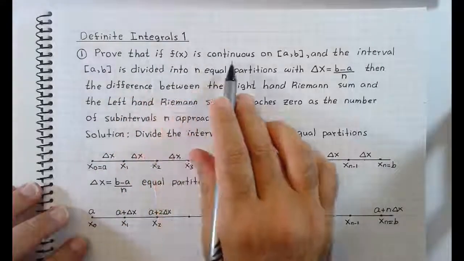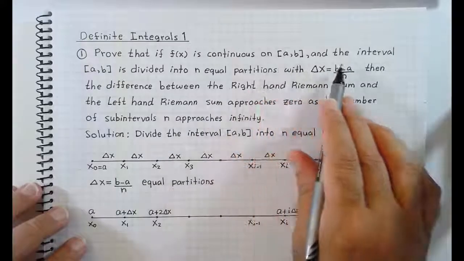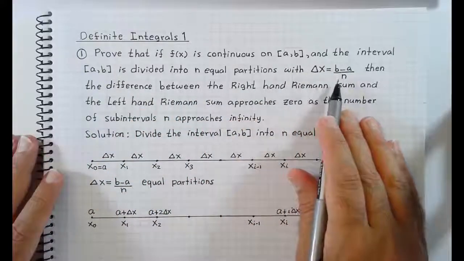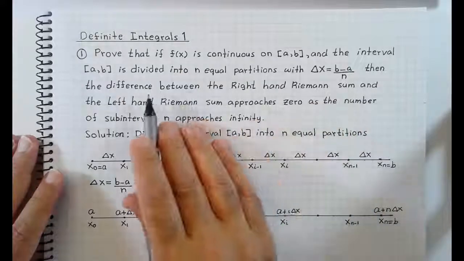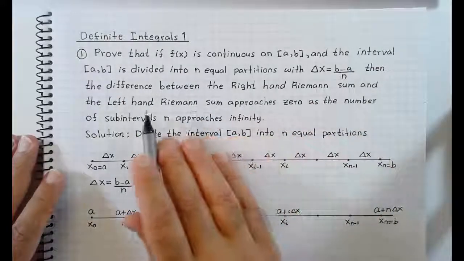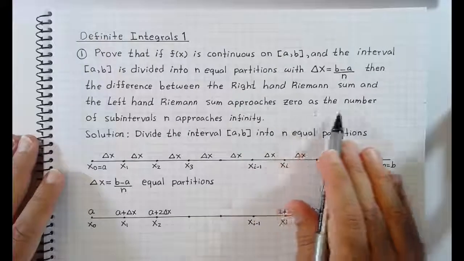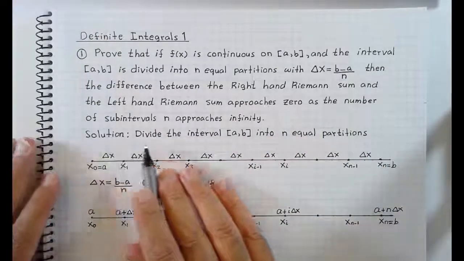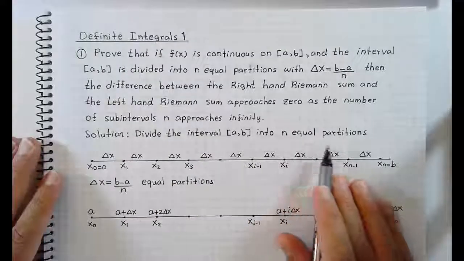Prove that if f of x is continuous on the interval [a, b] and the interval [a, b] is divided into n equal partitions with delta x equal to (b minus a) over n, then the difference between a right-hand Riemann sum and a left-hand Riemann sum approaches 0 as the number of subintervals n approaches infinity. Solution: divide the interval [a, b] into n equal partitions.